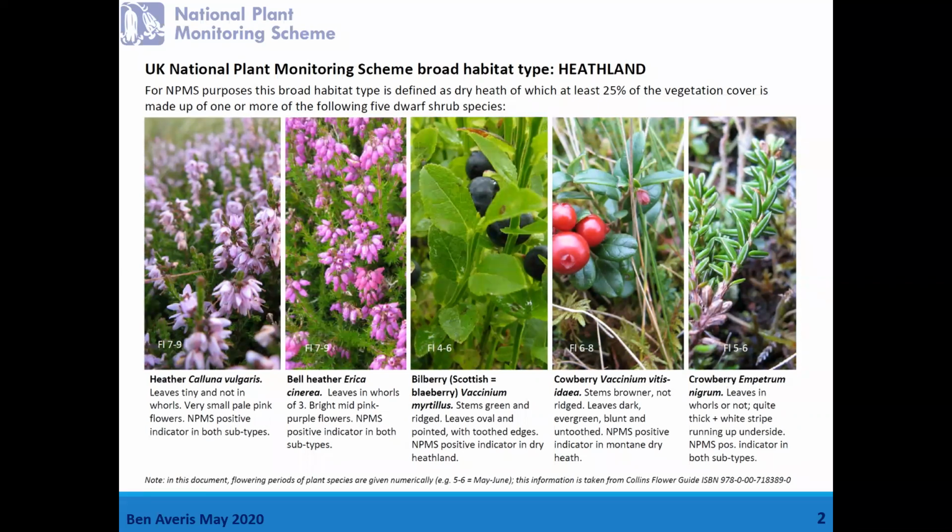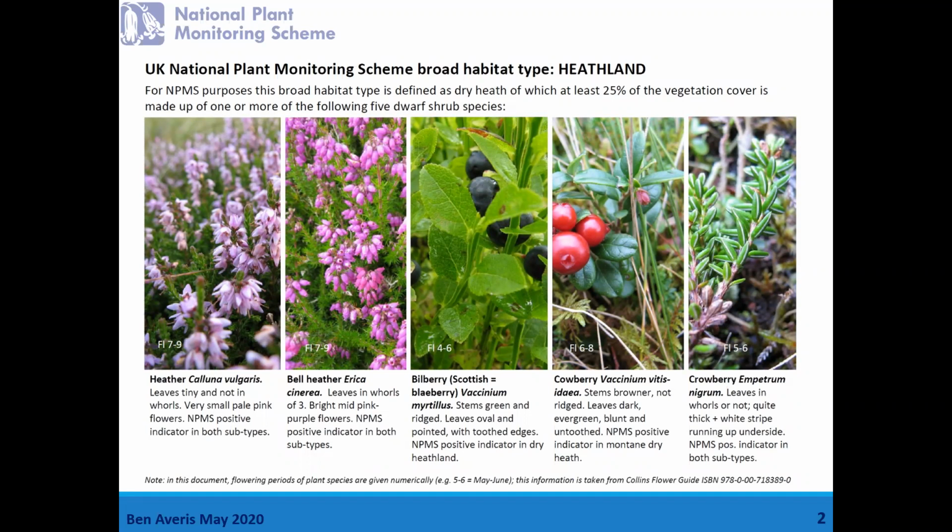So heather, as I've already said in that little poem, has very tiny leaves and very small flowers. That's where you can tell it from bell heather, the next one to the right, whose leaves are a lot longer, and they're in whorls of three. When the flowers are out, the bell heather's quite distinct because it's got darker, bright pink flowers. Those are both, in fact, all these species here are NPMS positive indicators in at least one of the subtypes of the heathland habitat type. Bilberry in the middle there, quite different looking with those oval leaves that fall off in the autumn. So it's deciduous. Little leaves with teeth around their edges, and of course those edible berries.